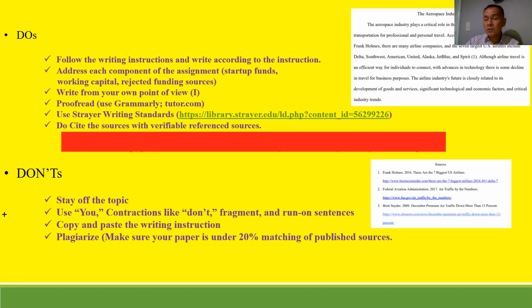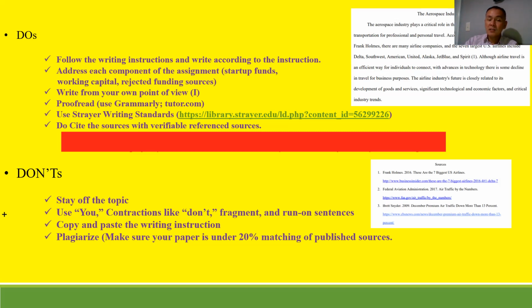At any time you are confused or don't know what you're supposed to do, contact the professor. I am available to support you. Avoid using "you." Don't use contractions. In academic writing, try not to include contractions like "don't." Avoid fragments, incomplete sentences. Avoid run-on sentences. Don't use too many commas when it's not necessary. End your sentence. Have a variety of sentences, short sentences, long sentences, but you need to end.